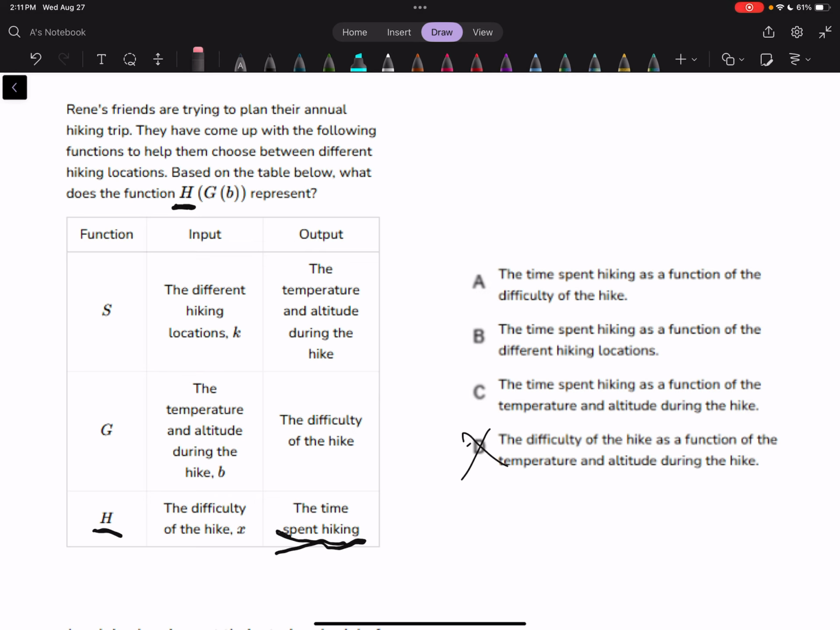Since I know this is the time spent hiking, let's look at the inside. G of b. Well, g is the difficulty of the hike, but I don't really care about g. What I do care about is b. I do want to show you something good to notice, though. The difficulty of the hike is g. Look what the input for h is. It's the difficulty of the hike. Those two are pairing together. This inside, though, is what I'm relating it as. So this is the black line, the time spent hiking, as a function of the temperature and altitude during the hike. C is my answer.